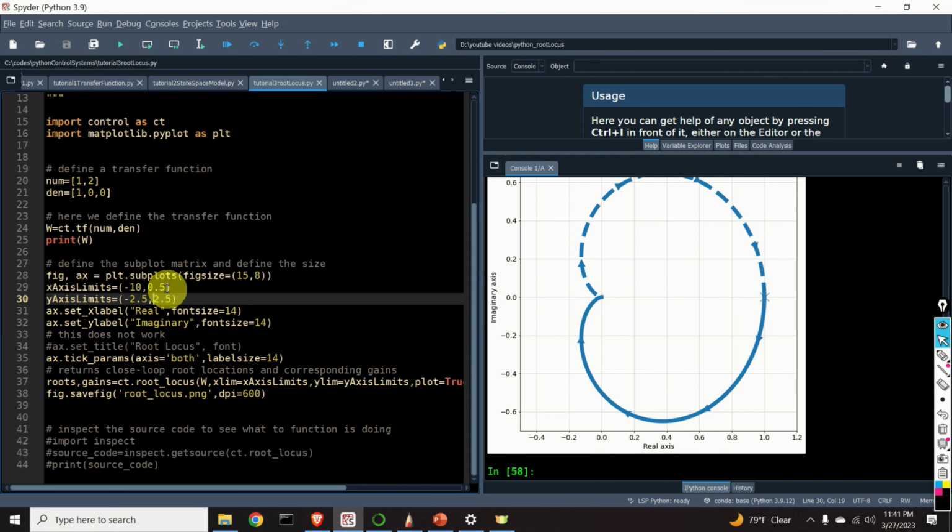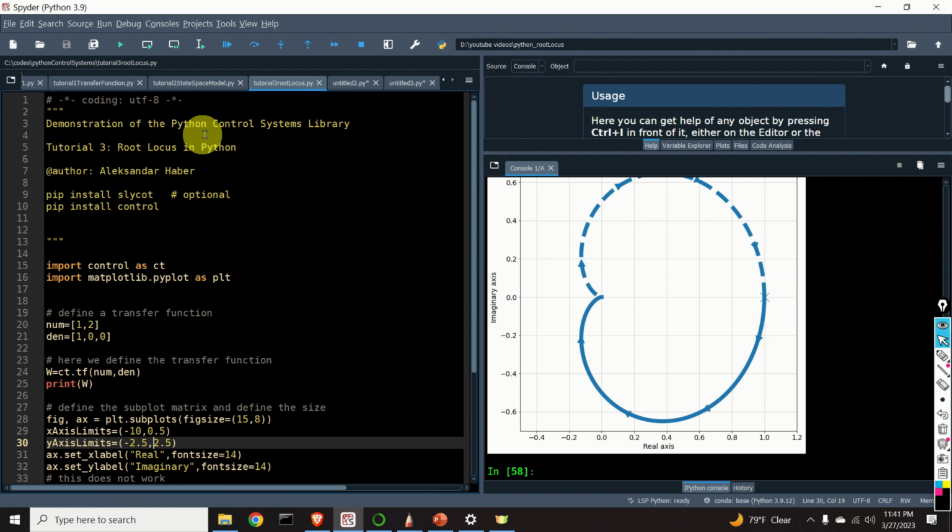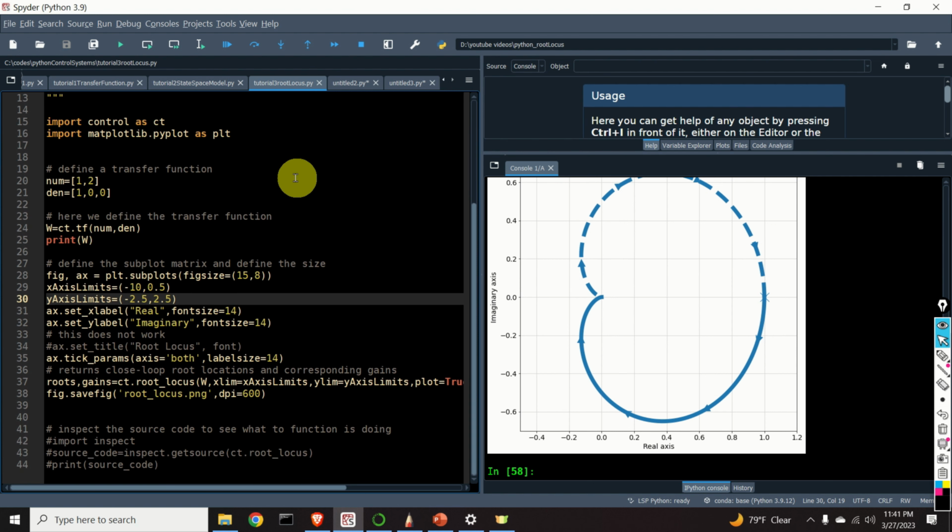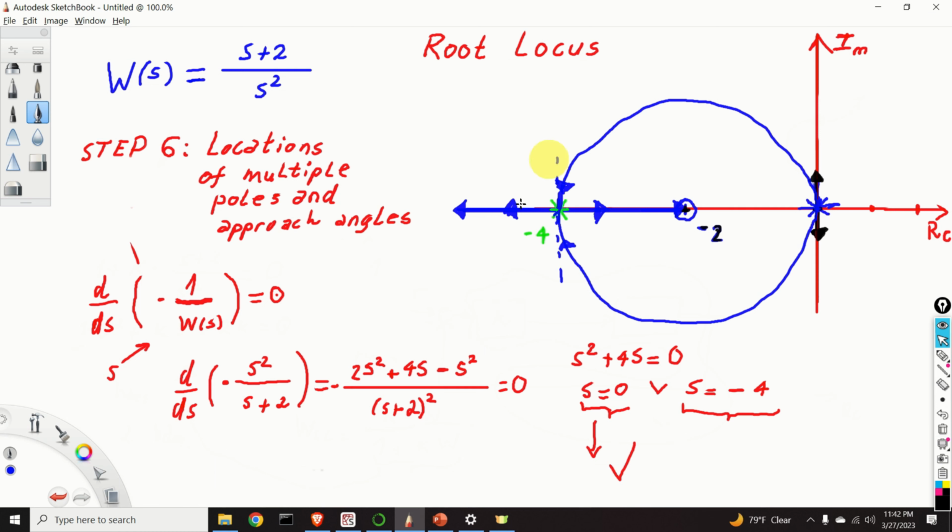Here I need to mention the following. In my previous tutorial, I explained how to construct the root locus in Python by using the Python control systems library, and here is the code. In order to make this video as short as possible, I will not explain this code. This code is thoroughly explained in my previous video, whose link is given in the description below this video. So watch this video. However, here, just for illustration, I will generate the root locus in Python in order to make sure that this graph is correct.